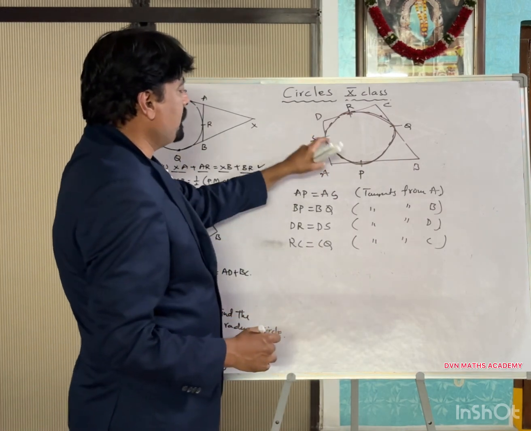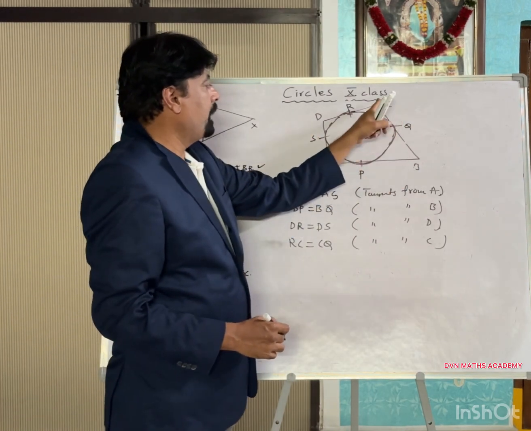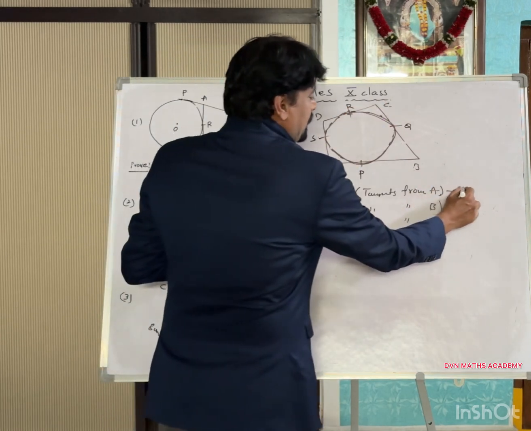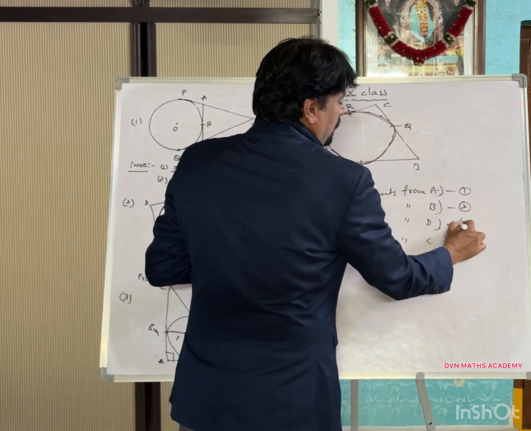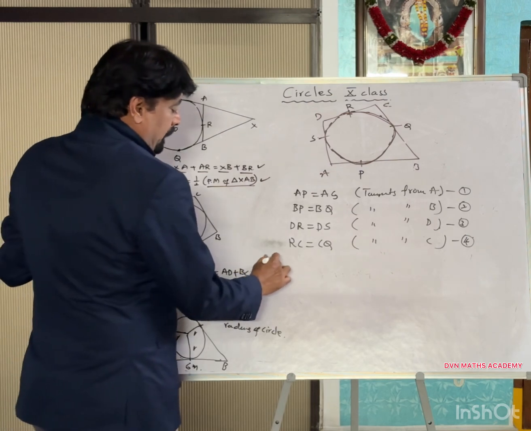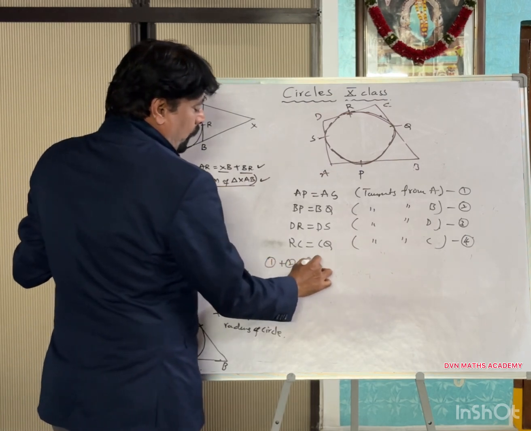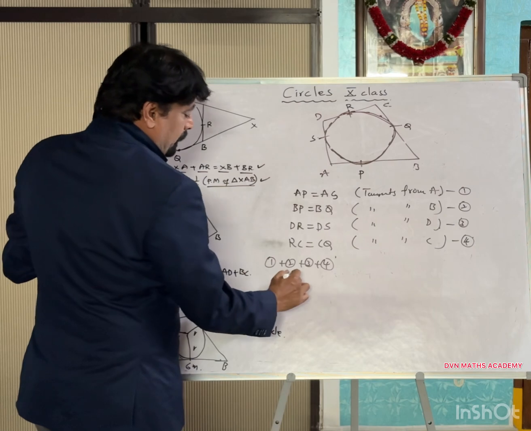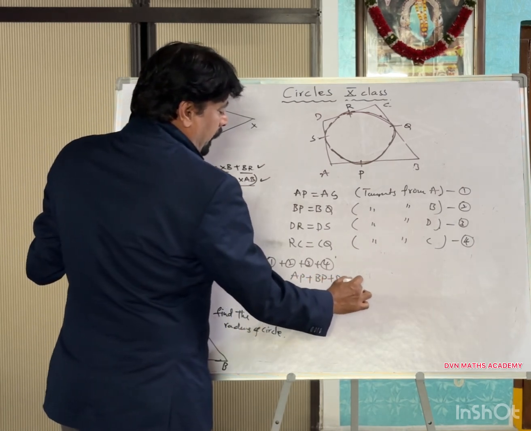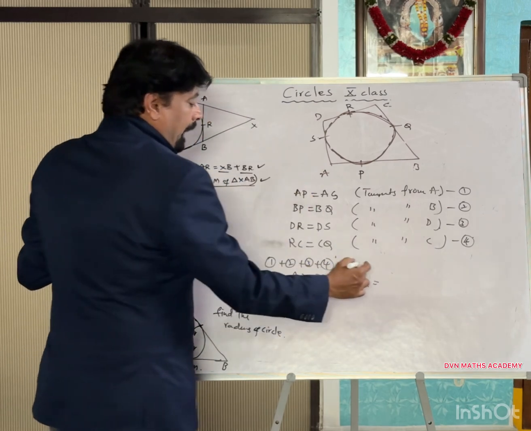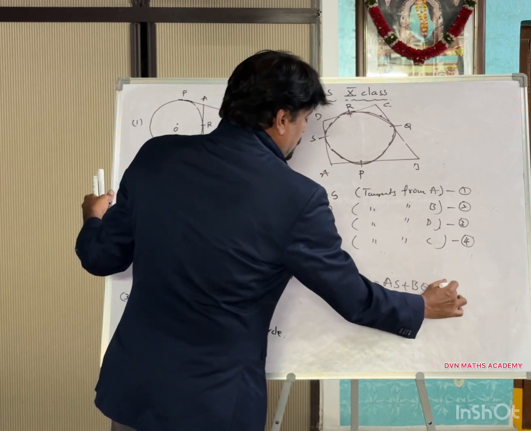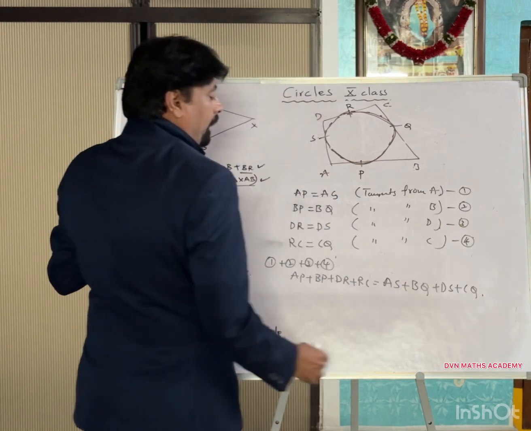AP is equal to AS and BP is equal to BQ and RC is equal to CQ and DR is equal to DS. You say this is equation 1, this is equation 2, this is equation 3 and this is equation 4. If you add these 4 equations, 1 plus 2 plus 3 plus 4, what happened you see? So this is AP plus BP plus DR plus RC on the left-hand sides added, and next AS plus BQ plus DS plus CQ. I added the RHS also.